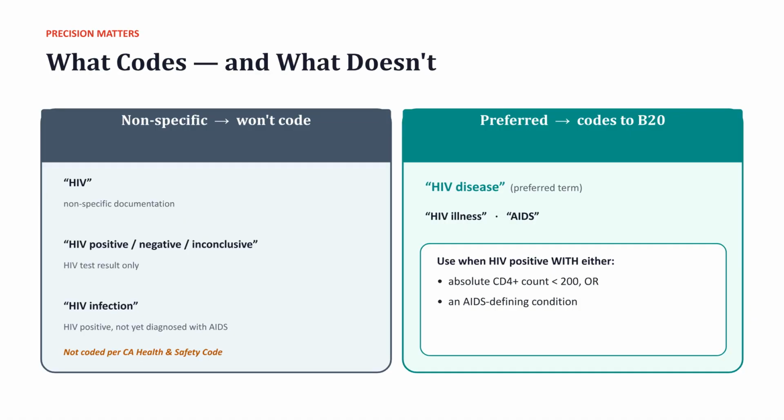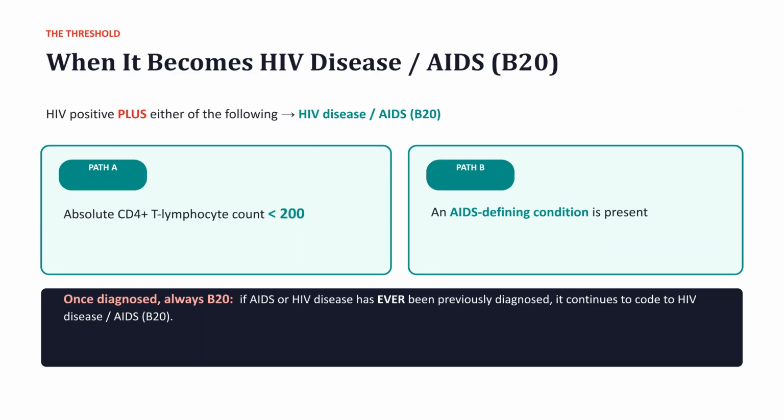Precision matters. Non-specific terms like HIV or HIV infection will not code in California. To code to B20, use HIV disease, HIV illness, or AIDS. You should use these terms when the patient is HIV positive and has either a CD4 count below 200 or an AIDS-defining condition. To reach the B20 threshold, a patient must be HIV positive plus either an absolute CD4 count under 200 or an AIDS-defining condition.